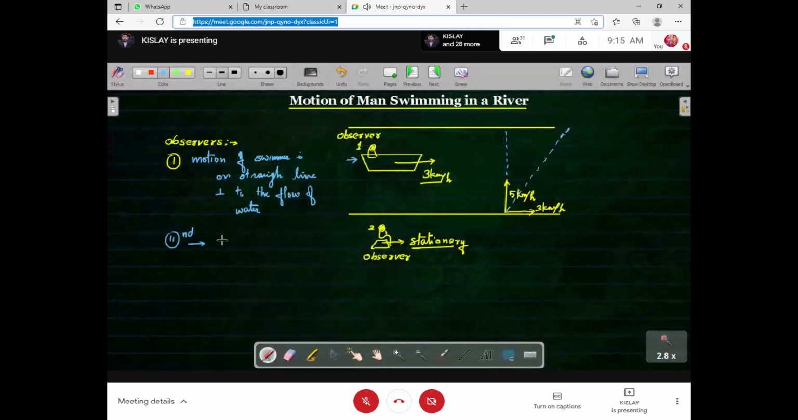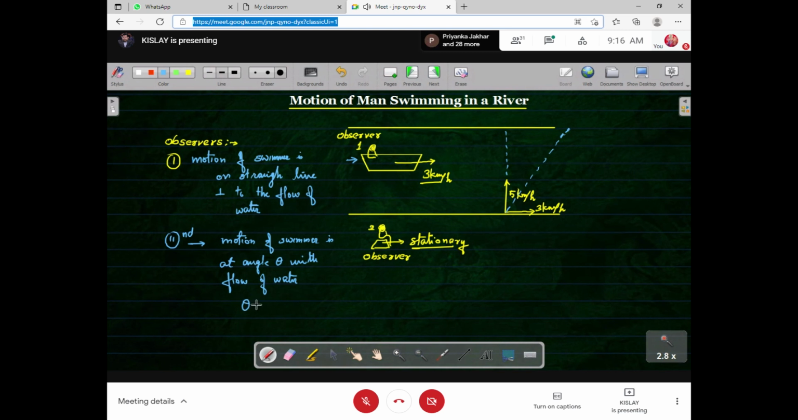Means this motion of swimmer is at an angle theta with the flow of water, and that theta is what?